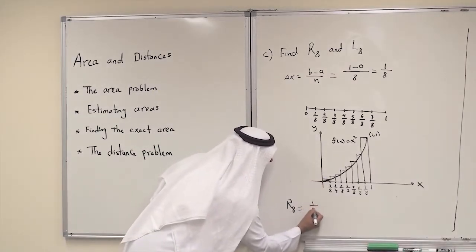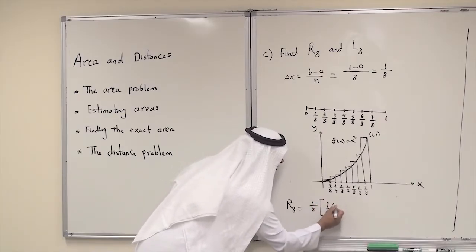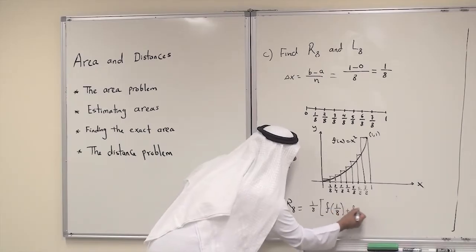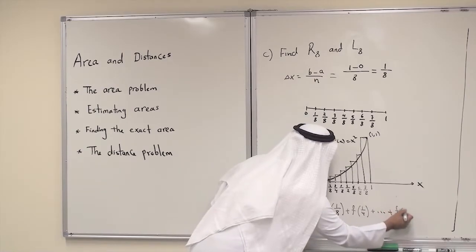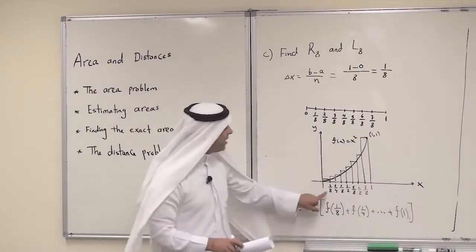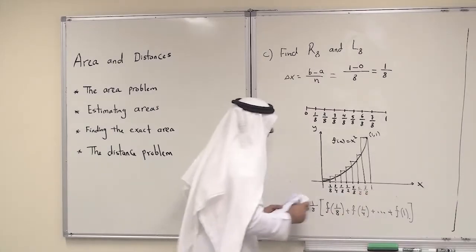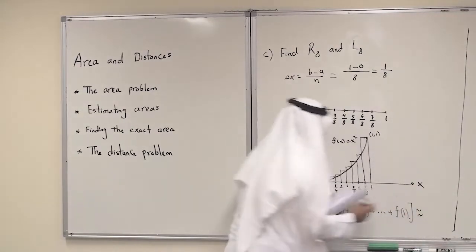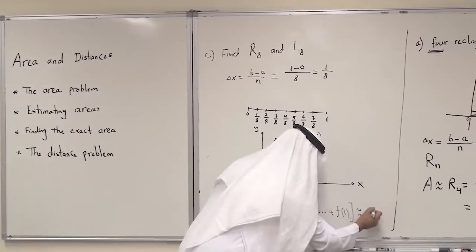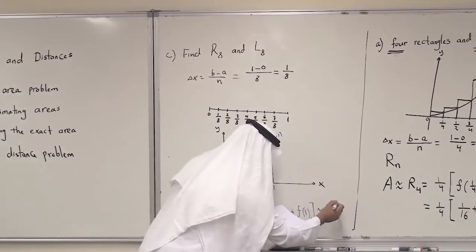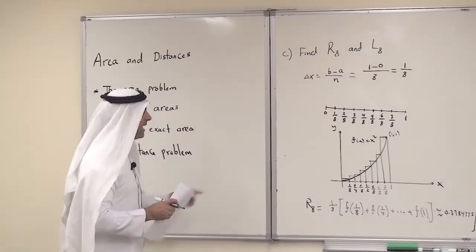So what is the answer here? Of course, we have 1 over 8. I will not do the calculation, it is very simple. You just substitute 1 over 8, then 1 over 4, and at the end you substitute f of 1. So you start with the point here to the right and end up with the last point, which is 1. If you calculate this, the answer is approximately what I found: 0.384375.